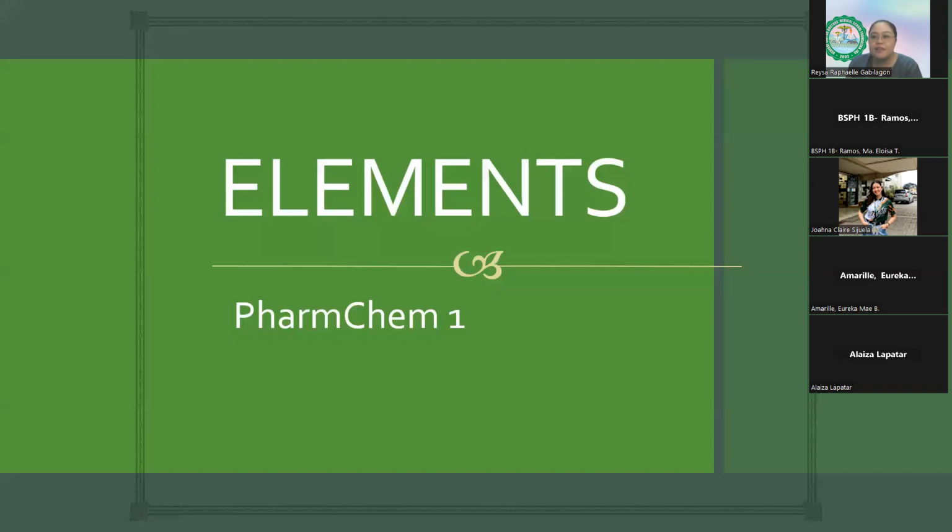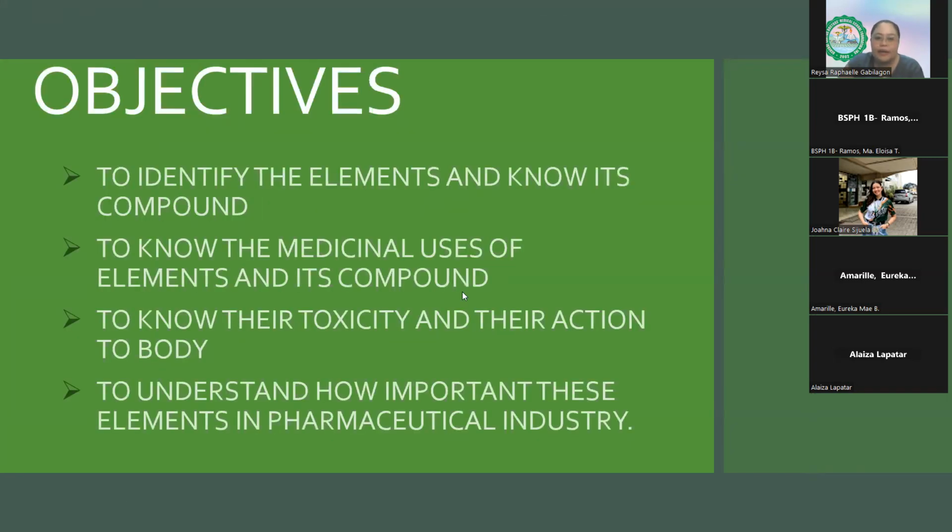So we will be discussing one by one the elements in the periodic table. At the same time, we will also name and identify their compounds as well as their medicinal uses, their industrial uses, their toxicity, and their actions in our body if taken or administered. Also included here are the chemical names and chemical formula. So you need to really know them one by one.